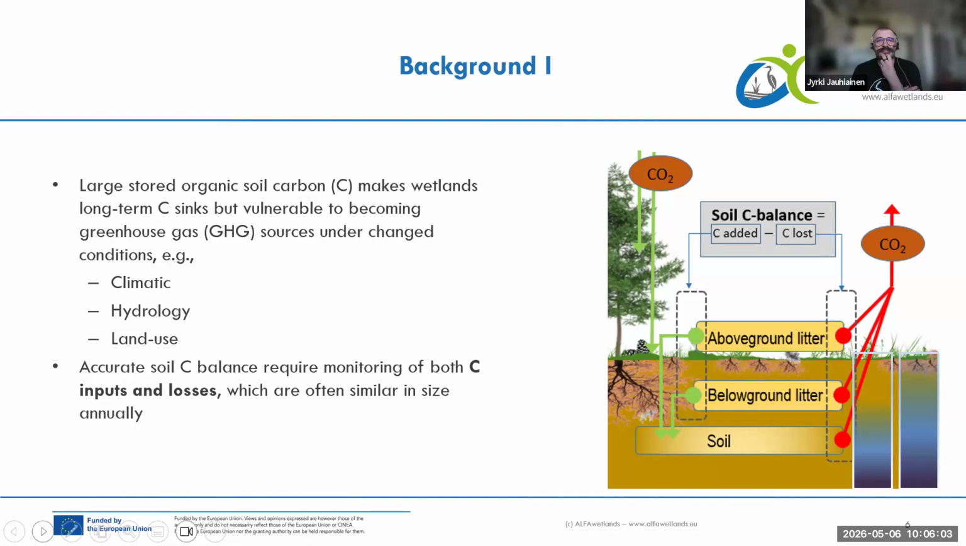The background for this is that wetlands are really large carbon stores, and they are very dynamic in the sense of inputs and outputs. There's climate change, there's hydrological changes driven by people, there is a land use change towards draining, and more and more, luckily these days, also towards rewetting, which change the plant vegetation on these sites. To get a real accurate understanding of the carbon balance in soil, we need to measure both the losses and the inputs. And these may be changing from year to year because of the climate, hydrology, and various reasons. Often these numbers are about equal size, differing not that much, the inputs and outputs.